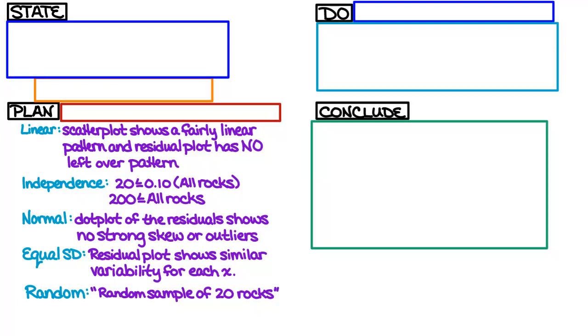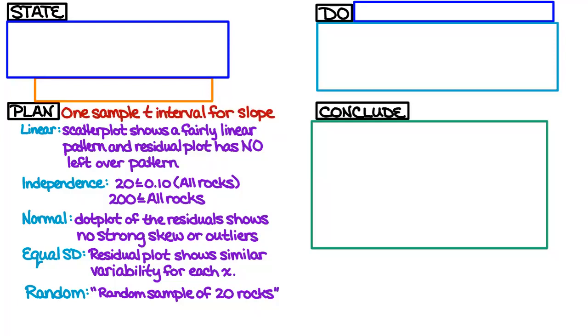I need one other thing in the plan step. What else do we always put in our plan step? Procedure name. What is the procedure name here? One sample t interval for slope. Not a t-test. T-interval. Make sure not to put the star in there. T star is a number. T is a distribution.